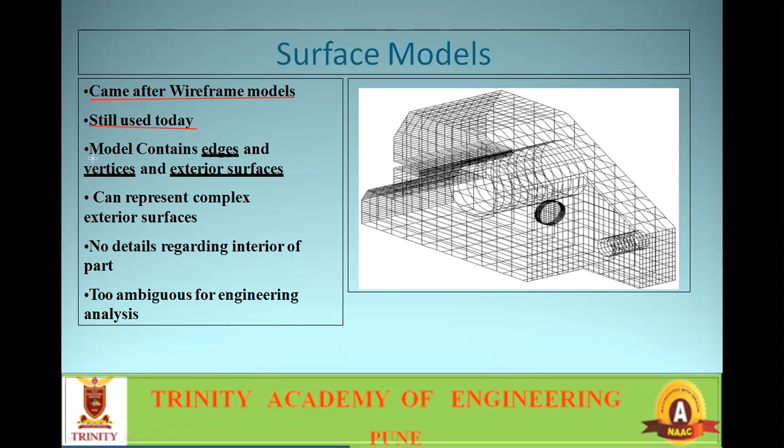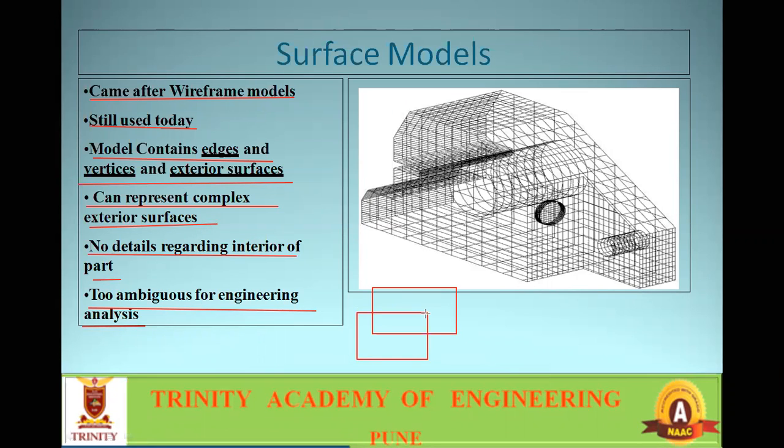I have also used it. The model contains edges, vertices, and exterior surfaces only. See here, not the interior. It can represent complex exterior surfaces, but there are no details regarding the interior of parts. It is too ambiguous for the interior. Here, if I want to represent a model, then I can represent it. I will say here, this is the wireframe model.